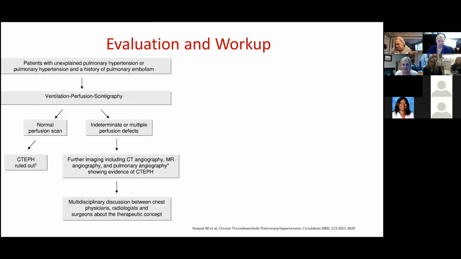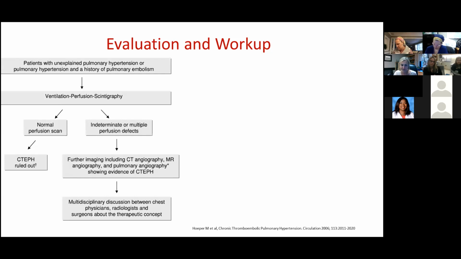So it's easier when someone comes in and they have a history of PE. So if someone has a persistent shortness of breath at 6 months out after diagnosis of PE, they need to be worked up for CTEPH. If someone presents and they have pulmonary hypertension, this pulmonary hypertension is confirmed by right heart catheterization, you have to rule out CTEPH, and I'll show you why.